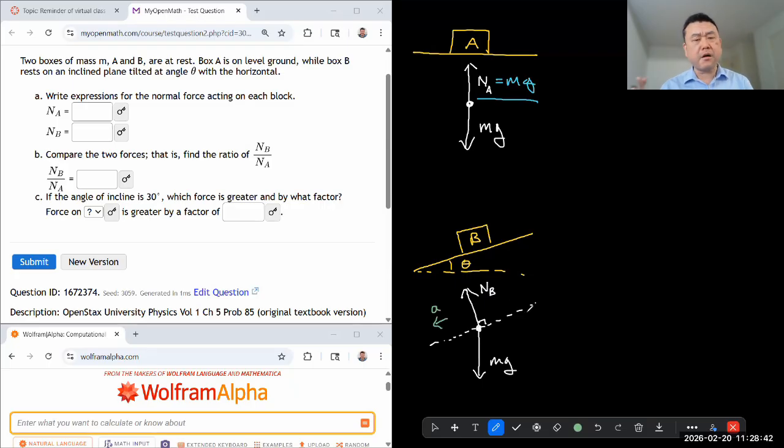Now, if you're somehow going to make it so that it doesn't accelerate, then you'd have to say, oh, there's a friction force that acts this way, something like that. Let me not have friction. And so it's accelerating. Now, what I need to do is figure out what this N B is. And the one piece of information that you have.